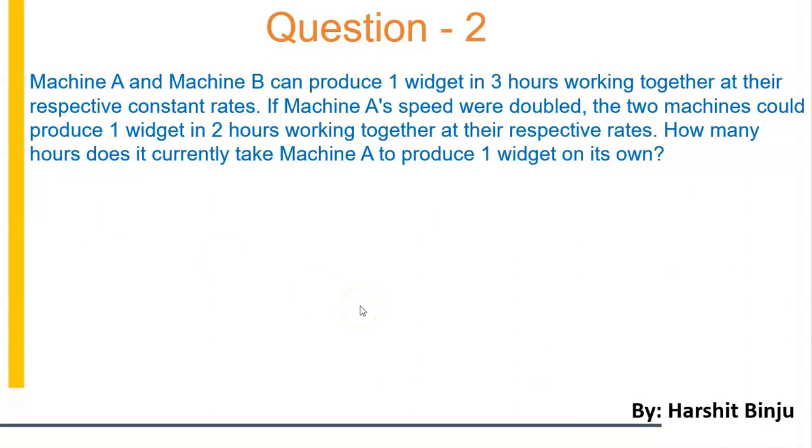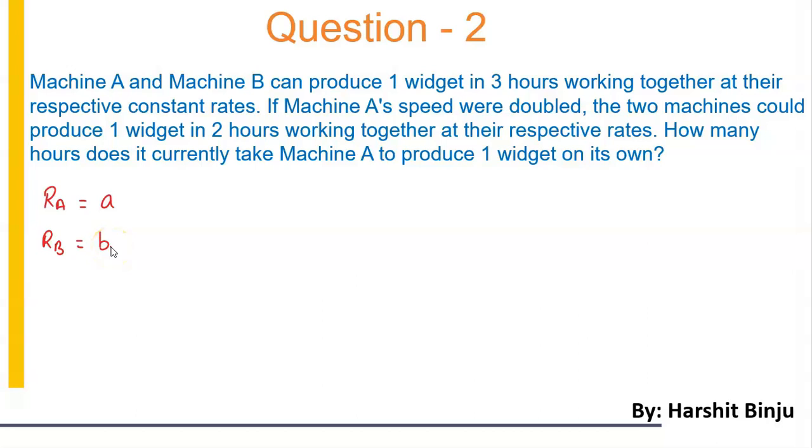Pause the video and try this question by yourself first. So machine A and machine B can produce one widget in 3 hours working together at their respective constant rates. If machine A's speed were doubled, the two machines could produce one widget in 2 hours working together at their respective rates. How many hours does it currently take machine A to produce one widget on its own? Fine. So let's take the rate at which machine A is working to be small a and the rate at which machine B is working to be small b.